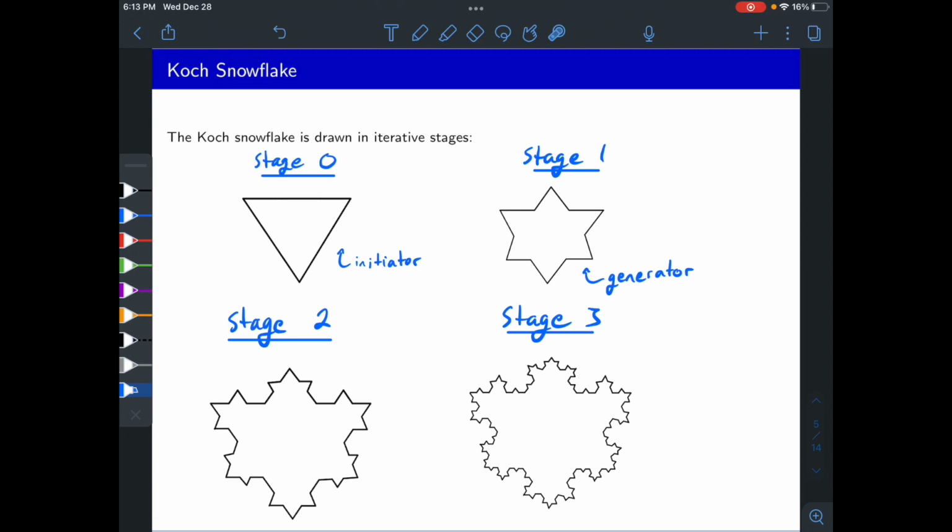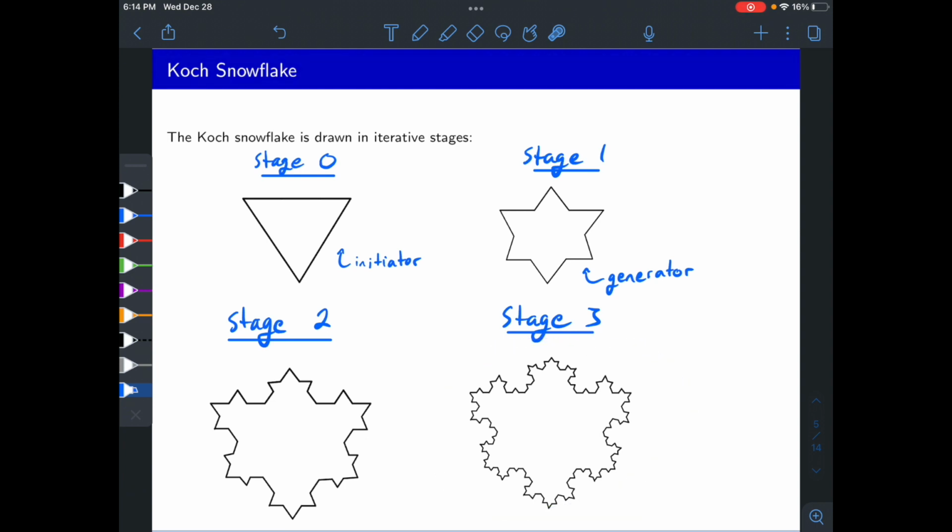again, you are going to replace each of the line segments with this little curve thing. And now we have, what is it, 12 line segments here, and you replace each of those line segments with the little pointy shape. And then you just keep doing that indefinitely. Going from stage 2 to stage 3 is really similar. This is what stage 3 looks like.